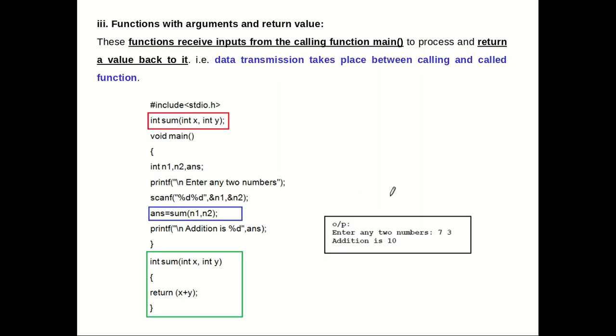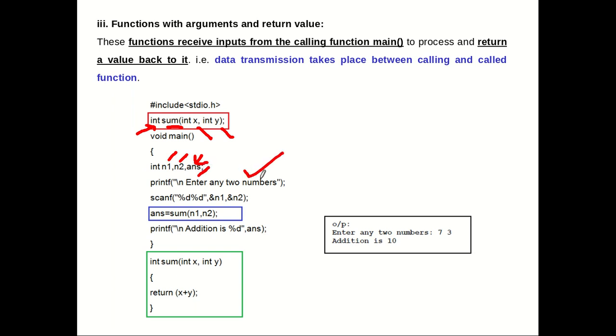Let us see the third category of function, where the function takes some arguments and also returns some value. We have declared the function with two arguments, x and y, and it returns a value of type integer. That's why the return type is declared as int. Since it returns some value, to store the returned result we are declaring this particular variable.